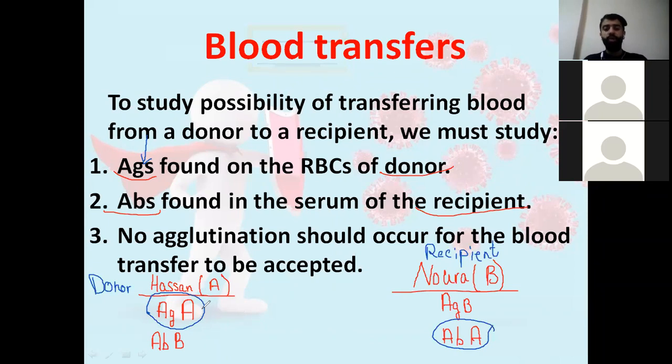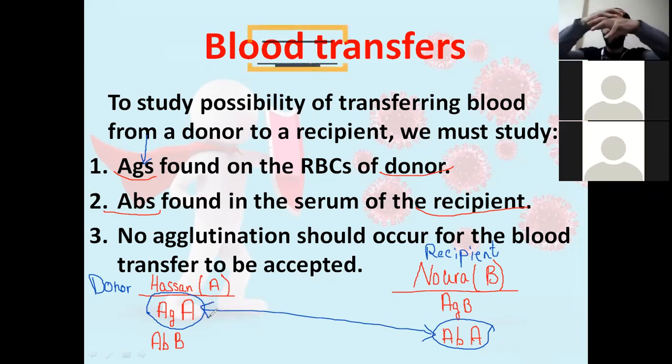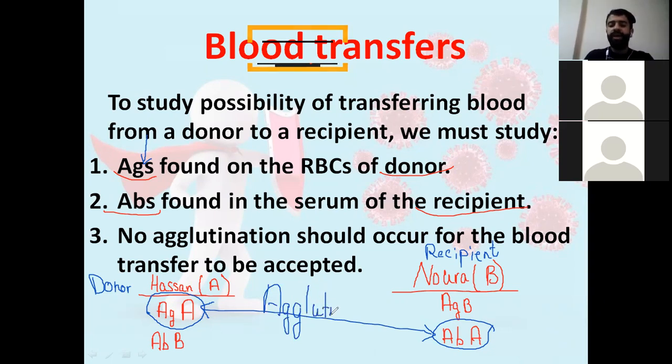Antigen A and antibody A. So I have the antigen and its corresponding antibody, its enemy. Antigen A and its antibody, which is antibody A. So what will they do? They will fight with each other, and they will cause something called agglutination. This reaction, whenever it occurs, means that this blood transfusion is not possible at all. This blood transfusion cannot happen.